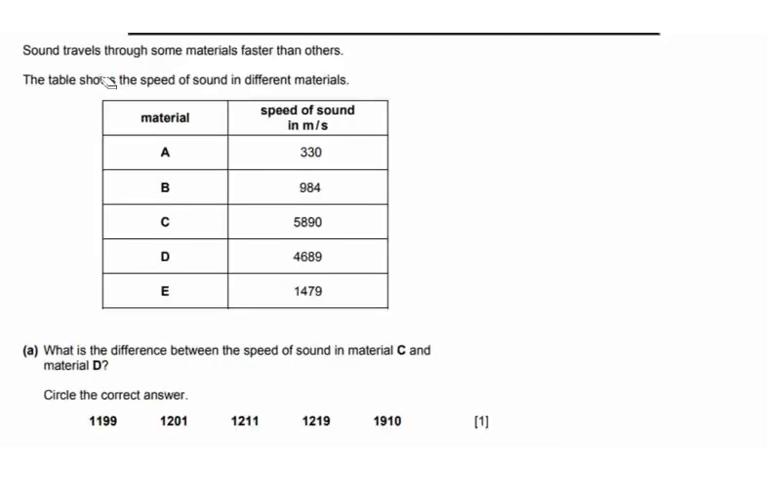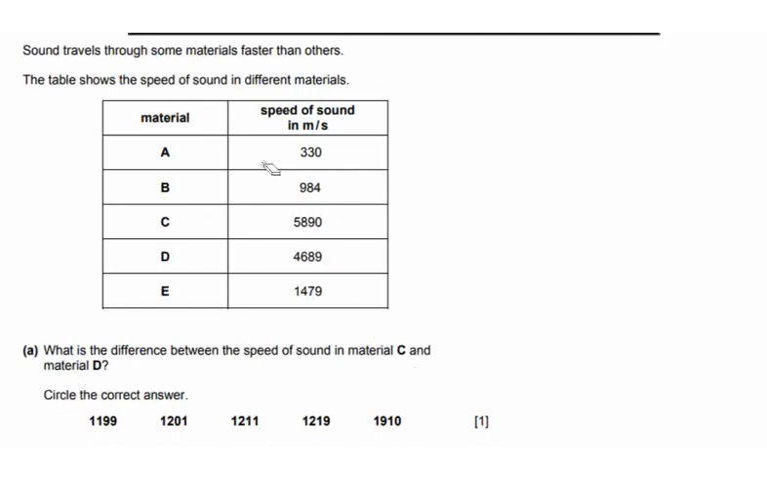Question number 3. Sounds travel through some materials faster than others. The table shows the speed of sound in different materials. Materials A, B, C, D, E. Speed of sound in meters per second: 330, 984, 5890, 406, 4689, 1479. Question A. What is the difference between the speed of sound in material C and material D?